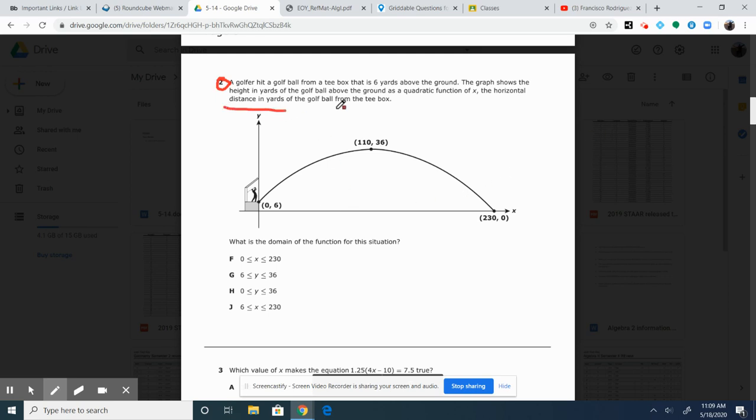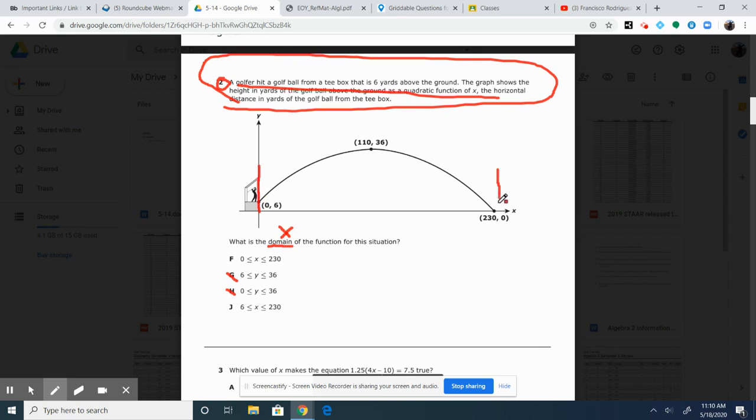Now, all of this doesn't really matter, right? All we're looking for is what the question is asking us, which is what is the domain of the function of this situation? So remember that when we're talking about domain, we are talking about x values. So automatically, g and h are eliminated. So now that we're talking about the domain, we're talking about the farthest left we reach as well as the farthest right.